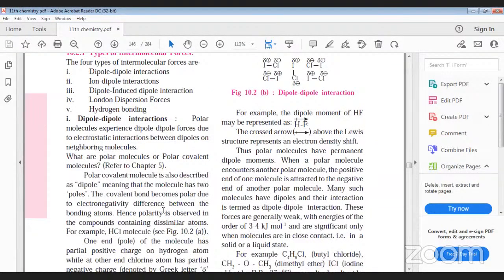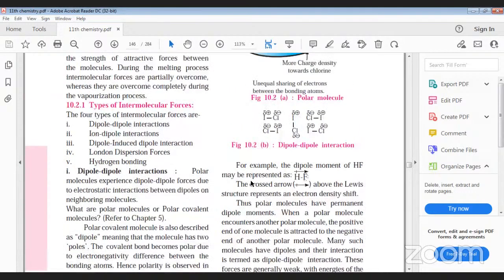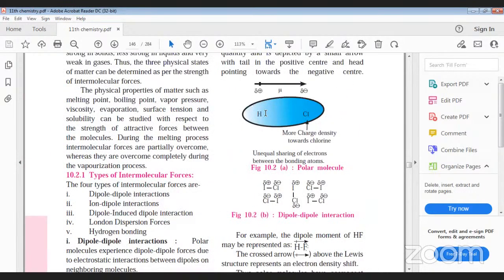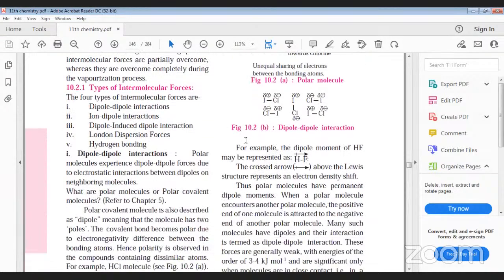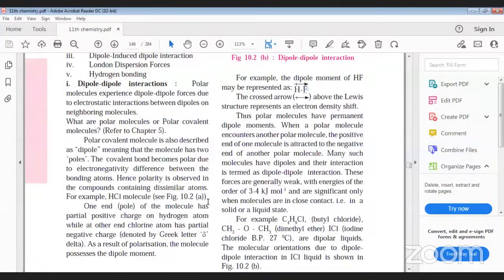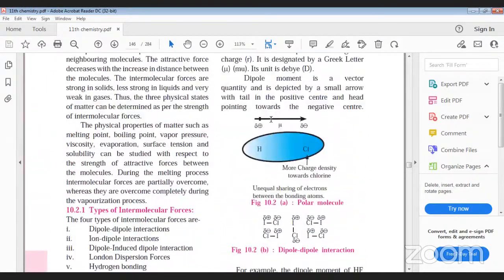Now, just now we have seen the HCl molecule. So one end of a molecule has a partial positive charge, and the other pole of the molecule has a partial negative charge. So due to these partial positive and negative charges, polarization of the molecule takes place. The molecule possesses a dipole moment.